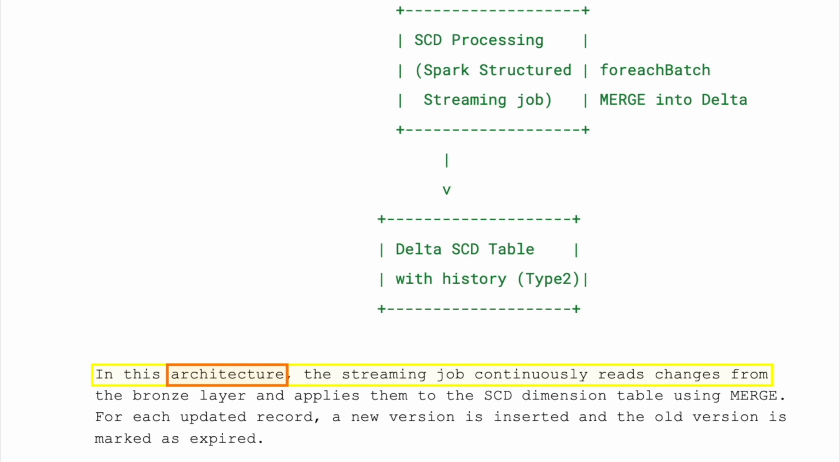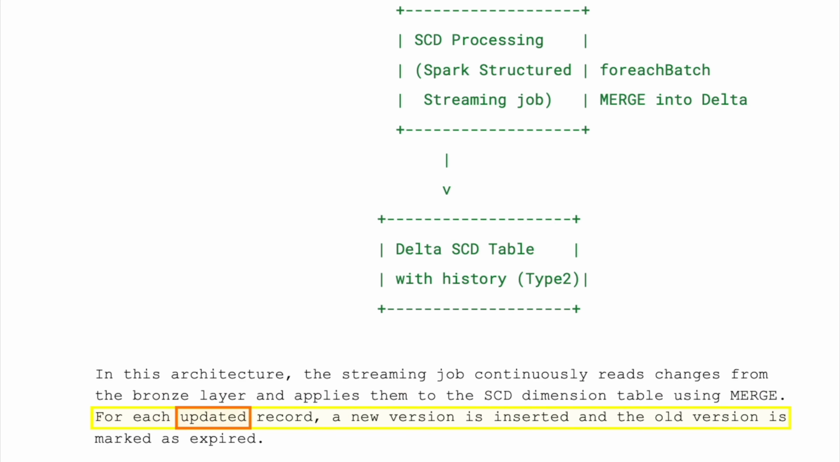In this architecture, the streaming job continuously reads changes from the bronze layer and applies them to the SCD dimension table using merge. For each updated record, a new version is inserted and the old version is marked as expired.